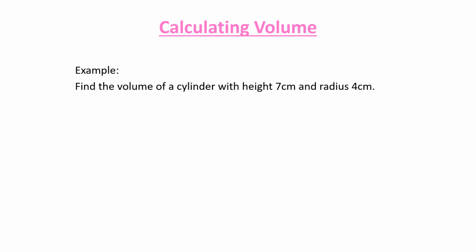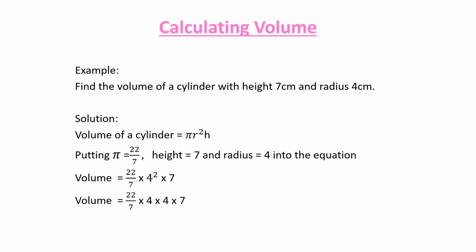Example. Find the volume of a cylinder with height 7 cm and radius 4 cm. Solution. Volume of a cylinder is given as pi r square h. Putting pi equals 22/7, height equals 7 and radius equals 4 into the equation, we will have our volume to be 22/7 times 4 square times 7. This gives us 22/7 times 4 times 4 times 7, which is equal to 352 centimeters cube.